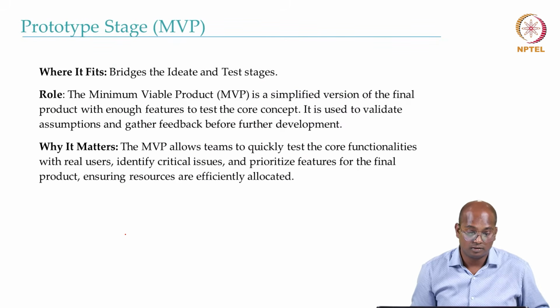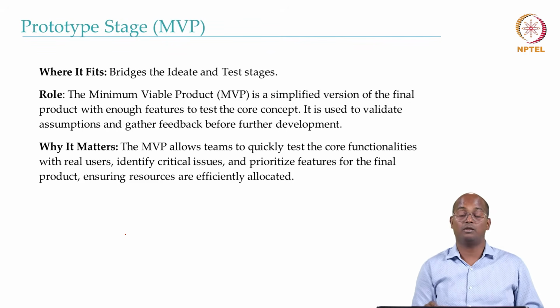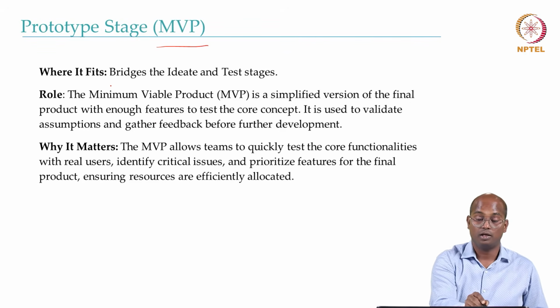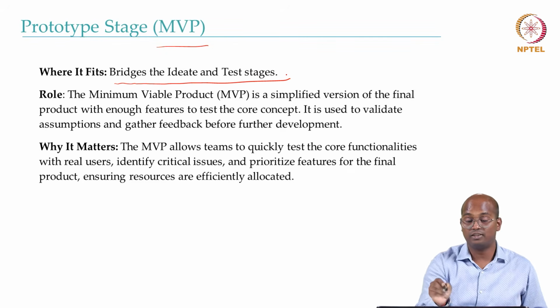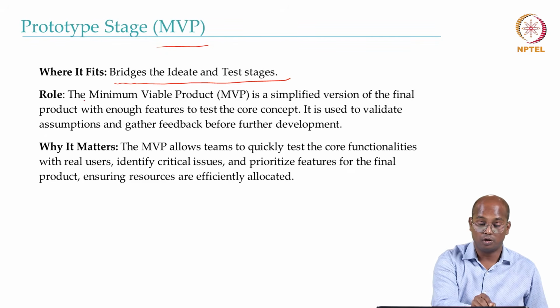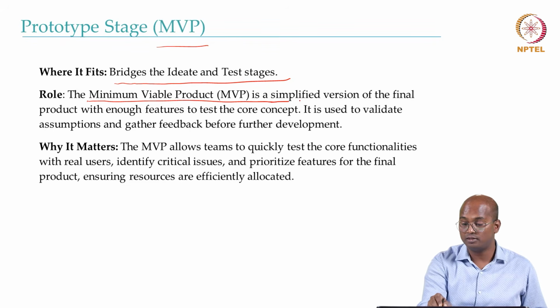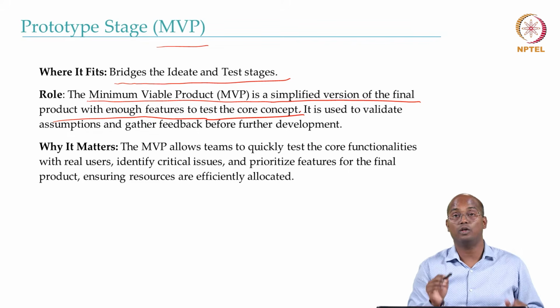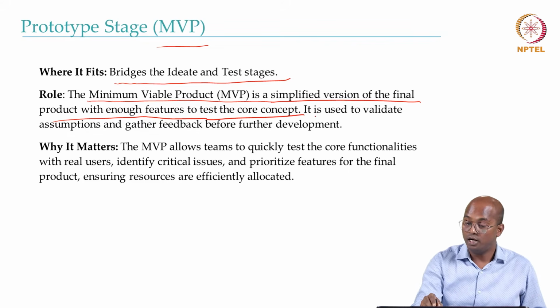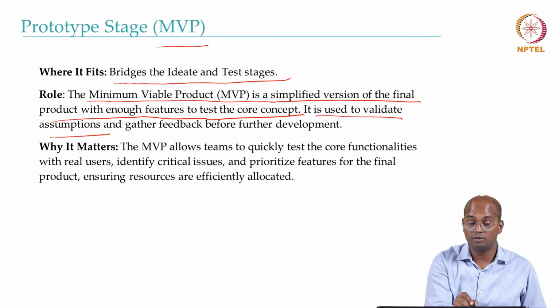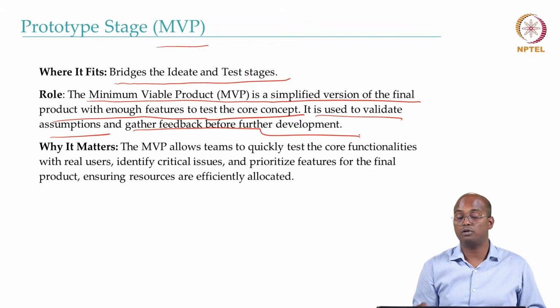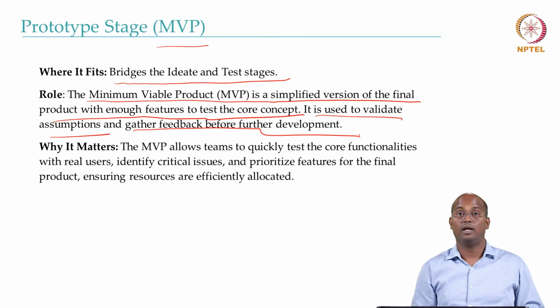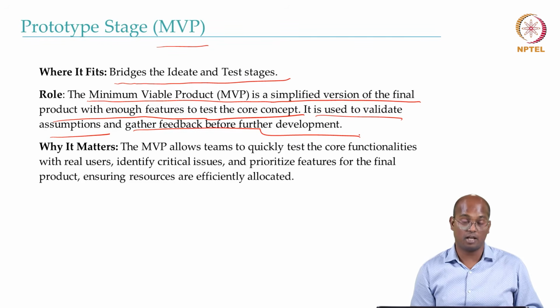So the next stage is the prototype stage, that is the minimum viable product stage. It bridges the ideate and the test stages, and the role of a minimum viable product is a simplified version of the final product with enough features to test the core functionalities. It is used to validate assumptions and gather feedback before further development. It is important to get your idea and assumptions validated before going for full-fledged development.